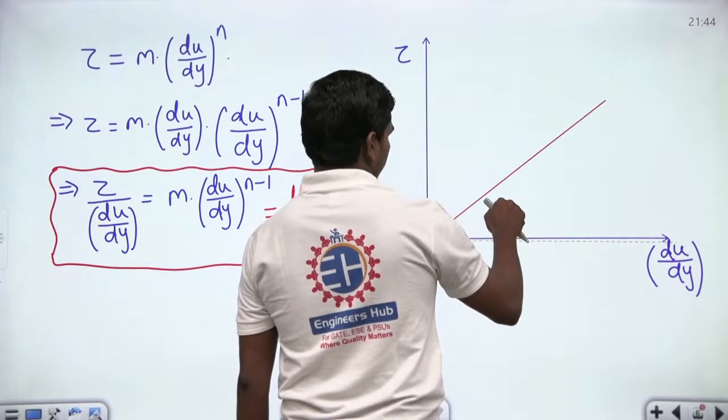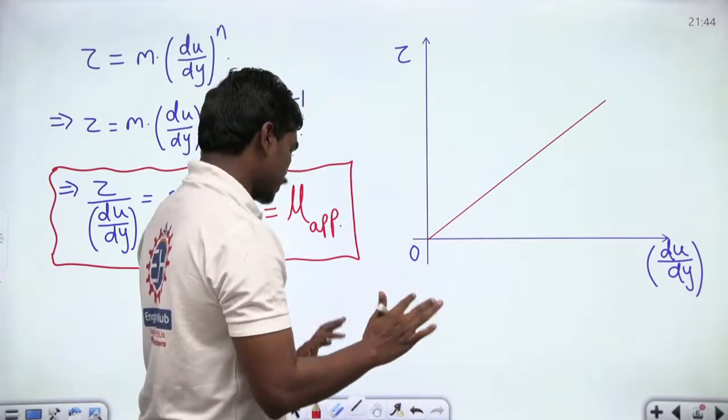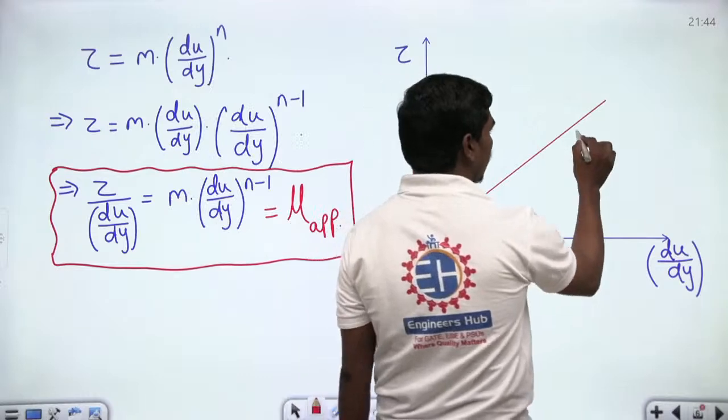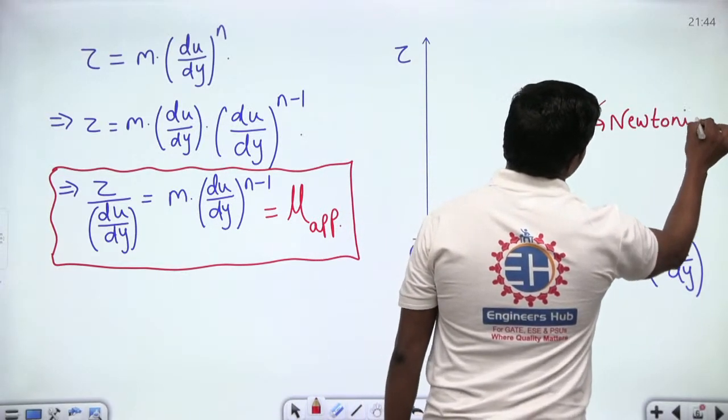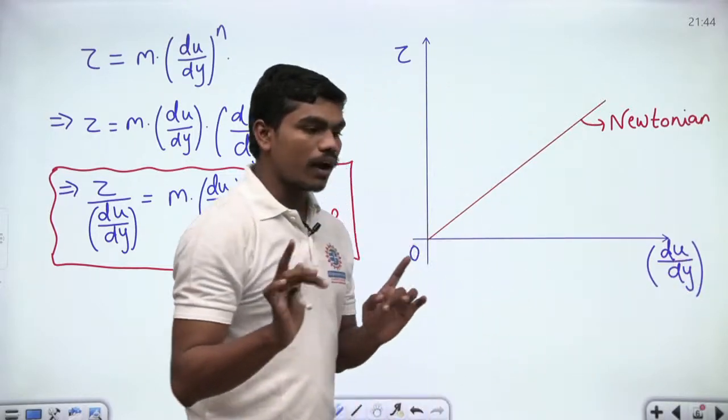Yes, okay, I maintained something passing through the origin. So this is your Newtonian fluid, and it is very well known to us. We have been plotting this for the past 2 lectures. So, Newtonian fluid. Now, one very important thing.